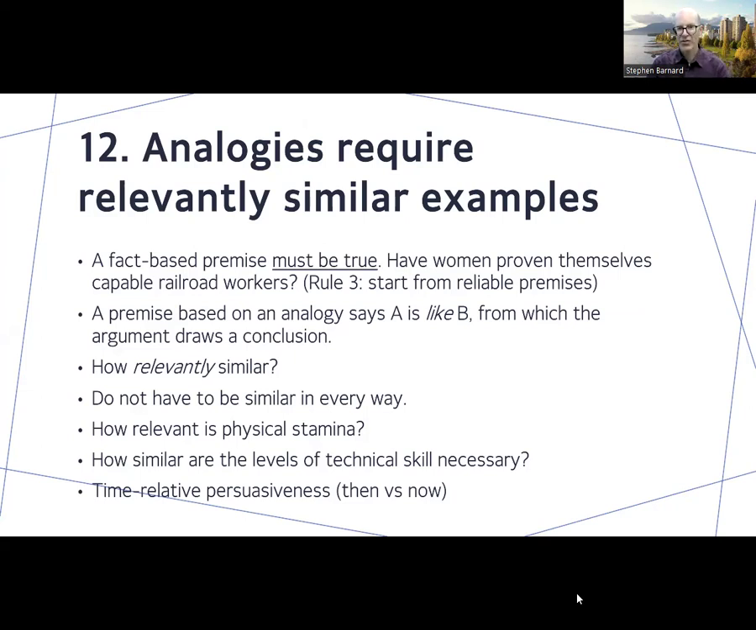Yeah, always make sure that you start from reliable premises. It's got to be true. A premise based on analogy says A is like B, from which the argument draws a conclusion. In this case, the comparison between railroad work and being an astronaut, obviously these two are not exactly the same, but Valentina's argument is that they are relevantly similar. Maybe both jobs require a great deal of physical stamina, a certain level of technical skill, and maybe something else.